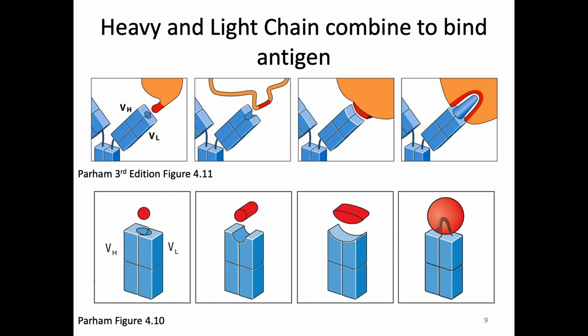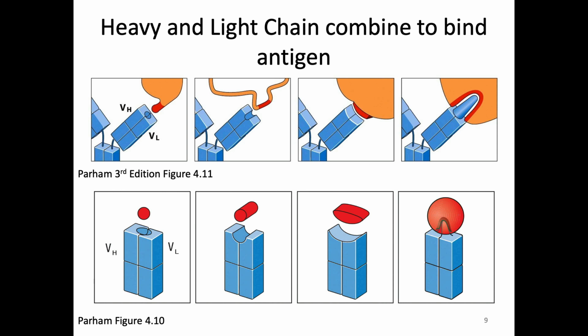Here you can see just another version of this, that the heavy and light chain are coming together, making some kind of shape that is going to be complementary to the epitope. And so it's really the combination of the heavy and the light chain that are coming together to bind antigen. And so this is just showing you that same thing another way.